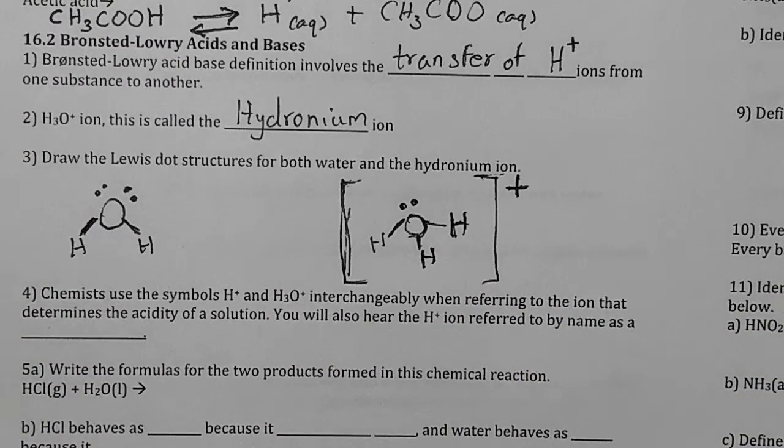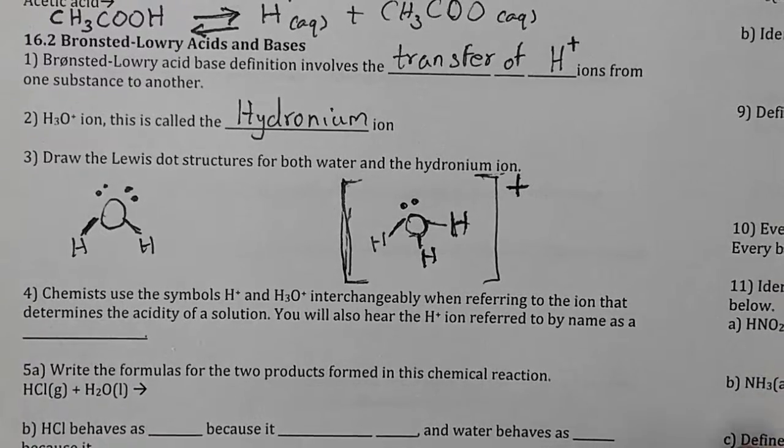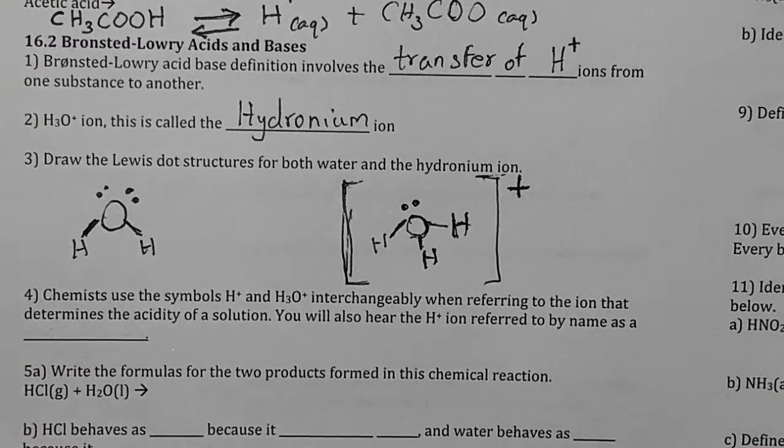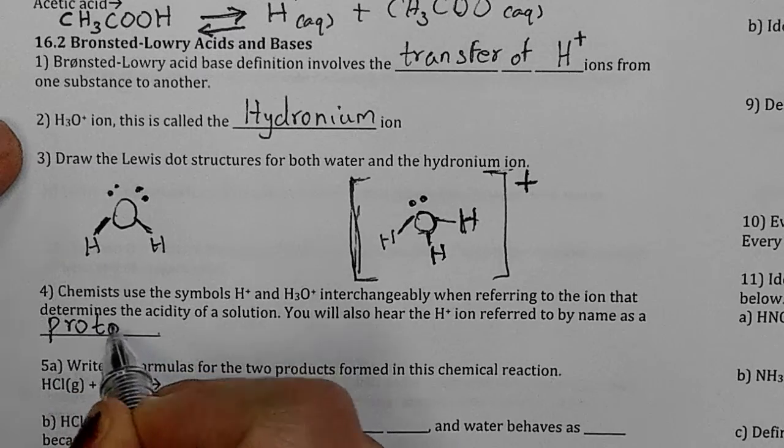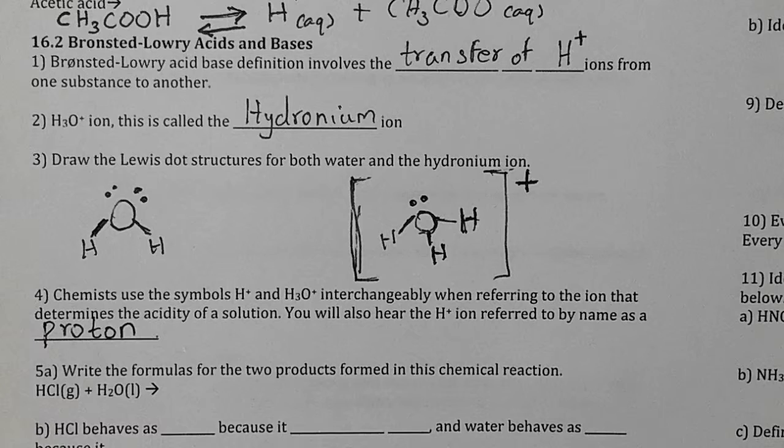All right. Chemists use the symbol H plus and H3O plus interchangeably when referring to the ion, to determine acidity of a solution. So you might see both H plus and H3O plus. They are the same thing. We're going to say that they are the same thing, okay? So when you hear H plus ion, you're not going to get yourself confused in college.